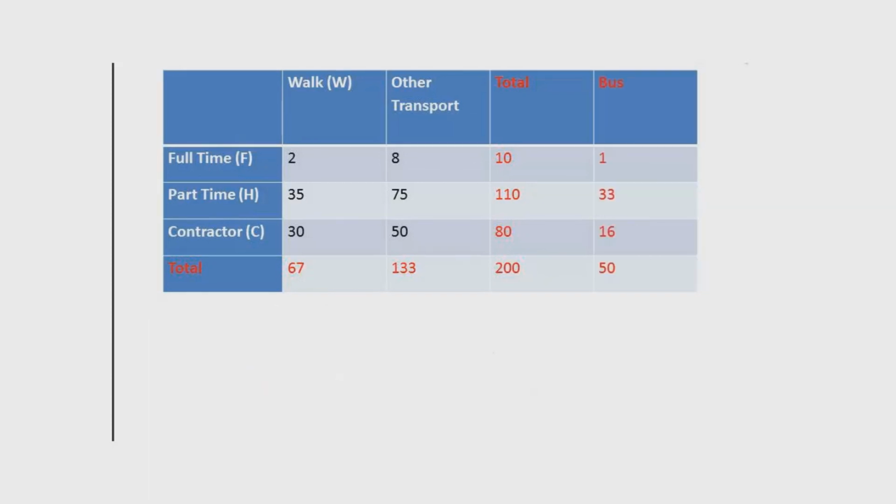Now, before we start question D, we've been given some information about people that use a bus. So I've put this into a table. So 1 full-time employee uses the bus, 33 part-time ones, and 16 contractors use the bus. So now the question says put this information into a Venn diagram.